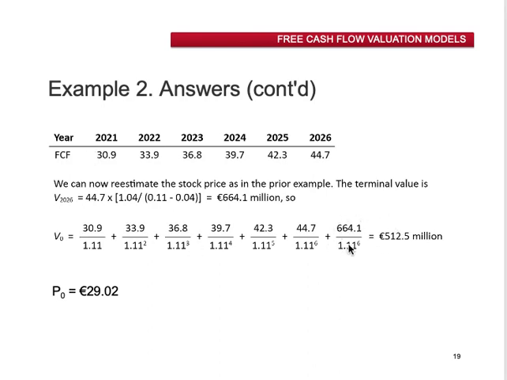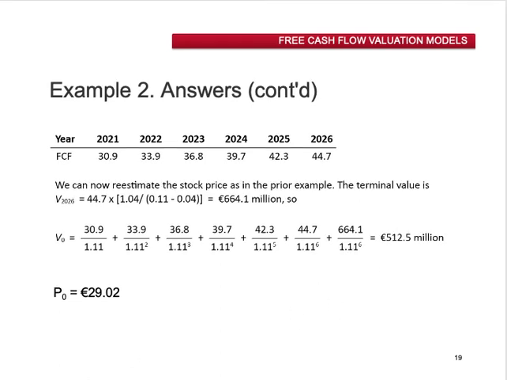So, in sum, we have the present value of all the individual cash flows plus the present value of the terminal value gives us a new enterprise value of 512.5 million. Then the price of the stock is the enterprise value plus the excess cash of 100 million less the debt divided by 21 million stock gives us a new share price of 29 euros and 2 cents.